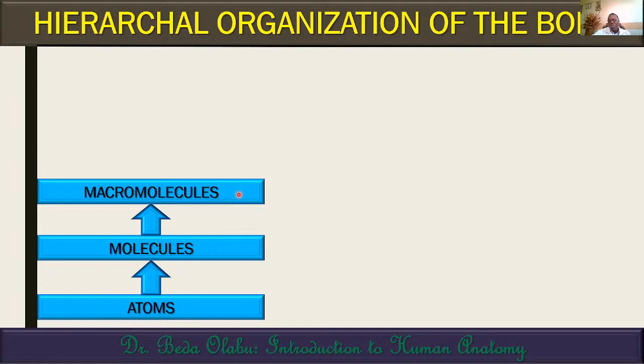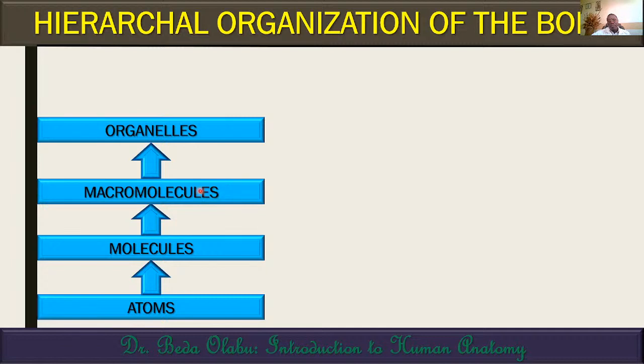The body is built up of proteins, carbohydrates, lipids, and nucleic acids. So proteins, carbohydrates, lipids, and nucleic acids are examples of macromolecules that build up the body. When you talk of nucleic acids, we are referring to the DNA and the RNA. What happens when these macromolecules combine? When these macromolecules combine, they constitute the organelles.